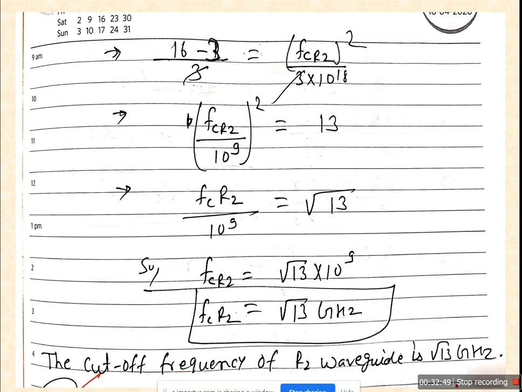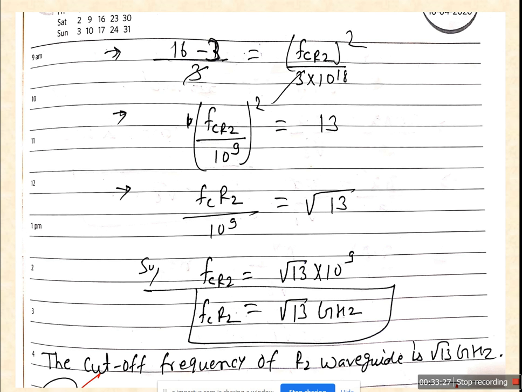This is the process for how to take these questions. Here only f1, f2 and fc, the cutoff frequency of R1, are mentioned. You need to find out the cutoff frequency of R2. And one thing is also mentioned there, the guided wavelength at their respective frequency is equal. That means lambda g1 is equal to lambda g2. Lambda g simply is equal to lambda naught upon under root 1 minus fc upon f whole square, or in terms of lambda, lambda naught upon lambda c whole square.